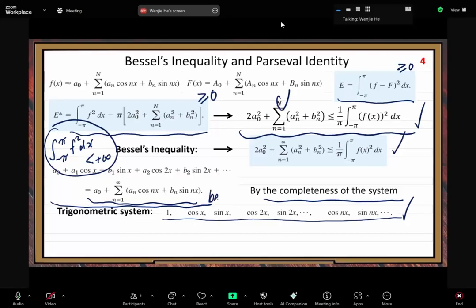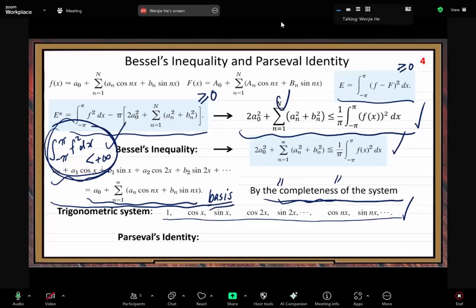When we talk about a basis, the reason we can call it a basis is that it must have this completeness property. What's the completeness property? It cannot miss any function. It can represent all the functions with this property. It does not miss anyone. If you miss a single one, we cannot call it complete, right? So your system is not complete because you miss one. By the completeness of the system, we can get Parseval's identity, because we do not miss anything.